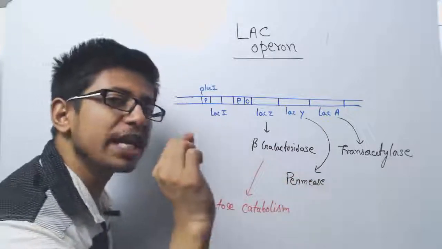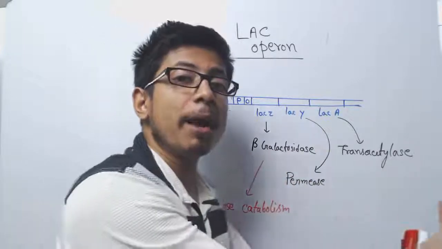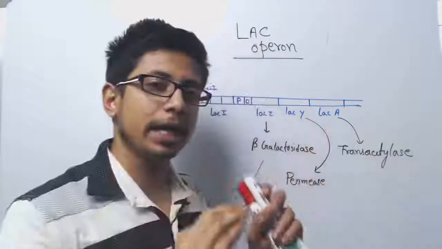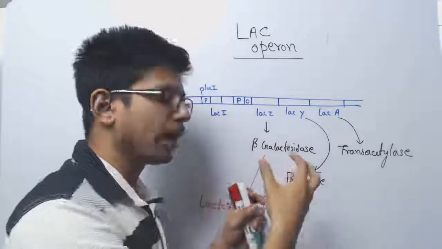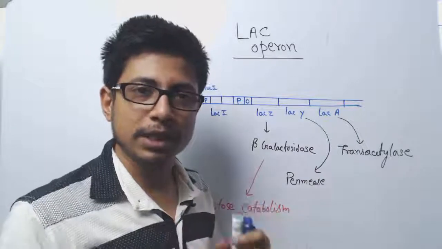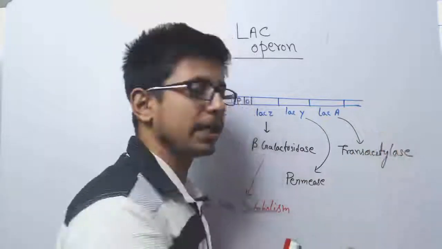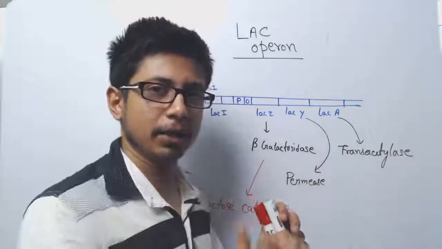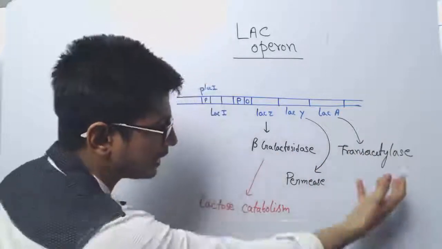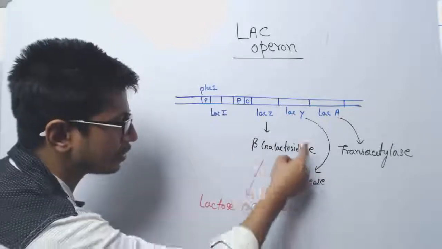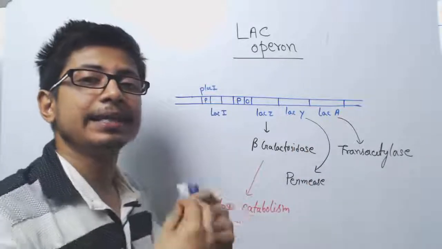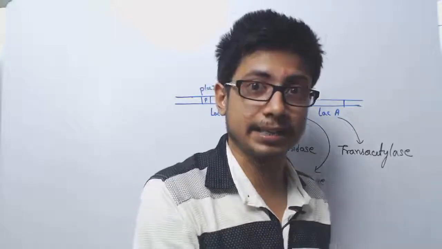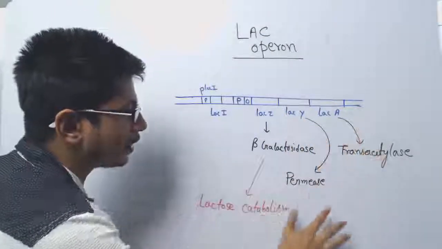Permease is a membrane channel protein which will be required to uptake lactose from the environment. Transacetylase also helps somewhat in uptake of lactose. The role of transacetylase is not completely clear yet, but we know it has something to do with uptake of the lactose inside the cell. So once the lactose is inside the cell, beta galactosidase can break it down and they can use the lactose to develop energy inside the cell. So this is our idea.